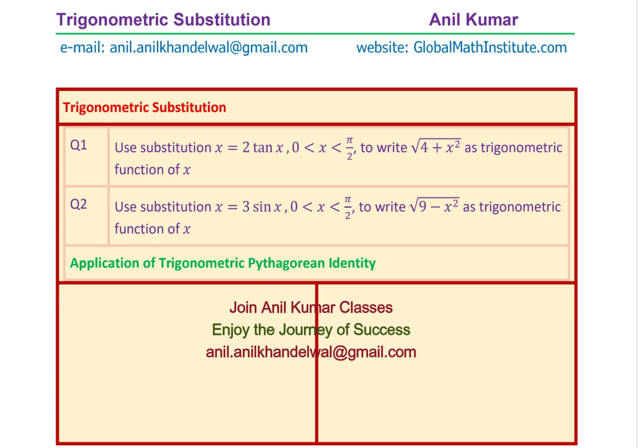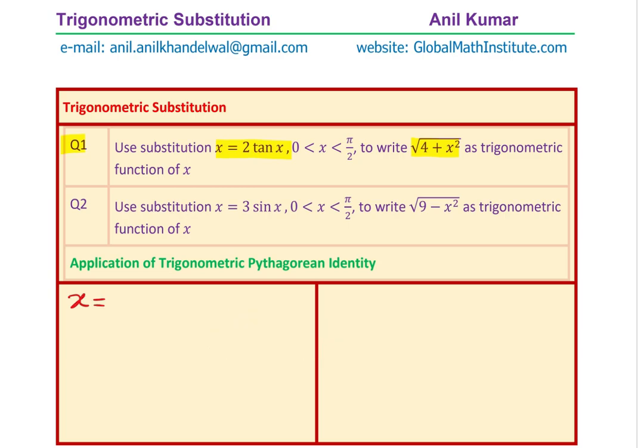So let's begin with the solution of question number 1, which is use substitution x equals 2 tan x for x being between 0 and pi by 2, to write square root of 4 plus x squared as trigonometric function of x. So we have to use this substitution, which is x equals 2 tan x.